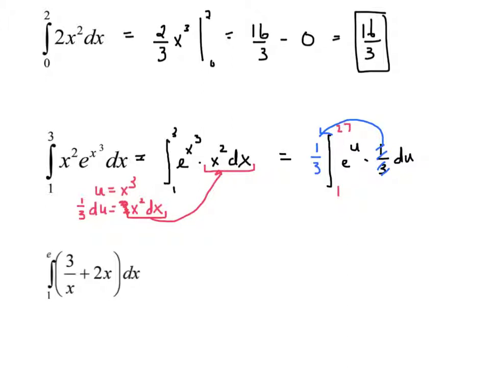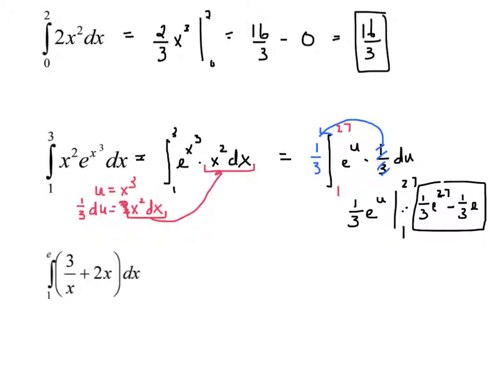So the antiderivative of e to the u is e to the u. And I still have a 1/3 out front. And I'm now evaluating at 27 and 1. So I have 1/3 e to the 27th minus 1/3 e to the 1st, which is just e. And this is my answer.